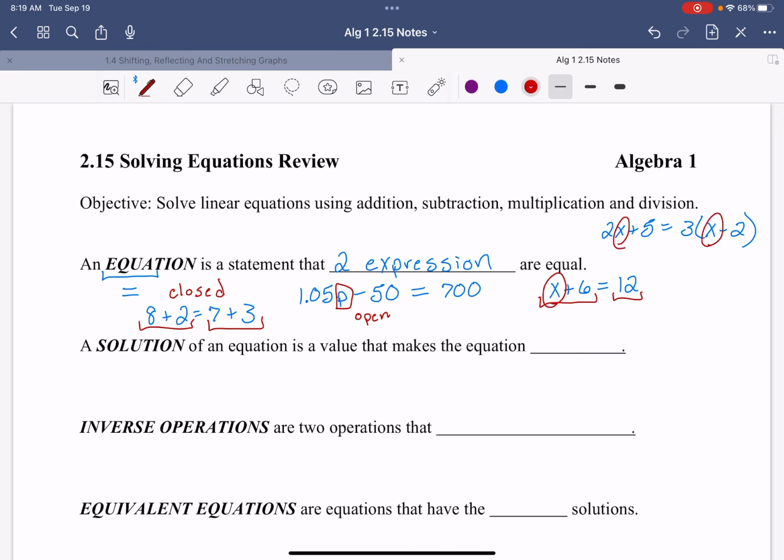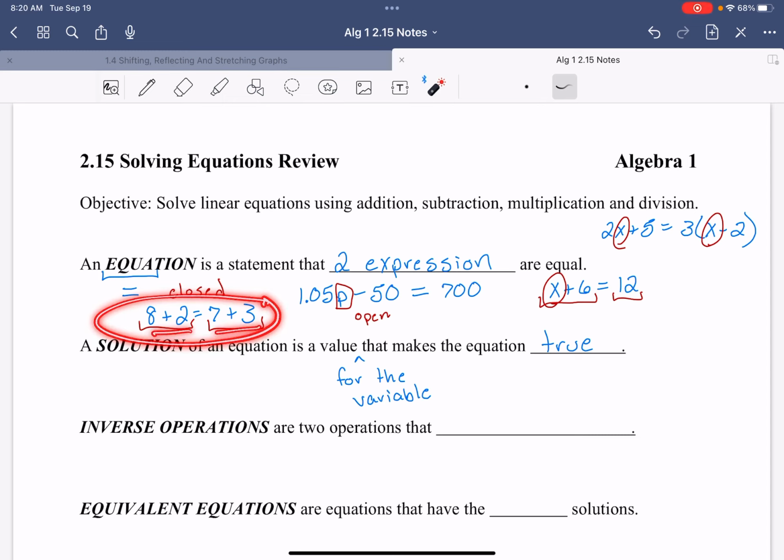Okay, so a solution of an equation is a value that makes the equation true. So we're looking for a value for the variable. Let's go ahead and add that: a value for the variable that makes the equation true. A closed equation has no solution. This has no solution because there's no missing piece we need to find.